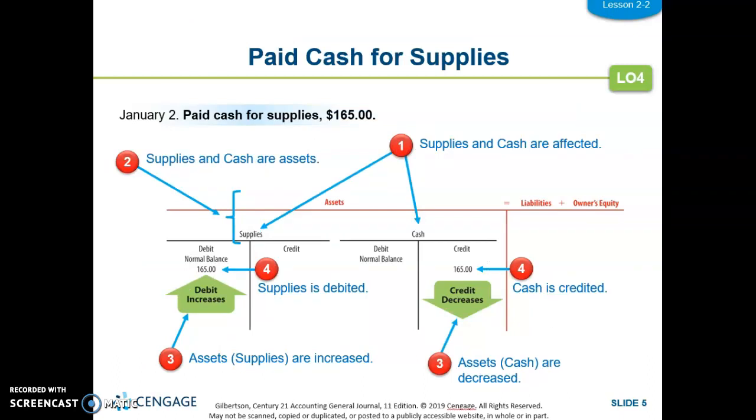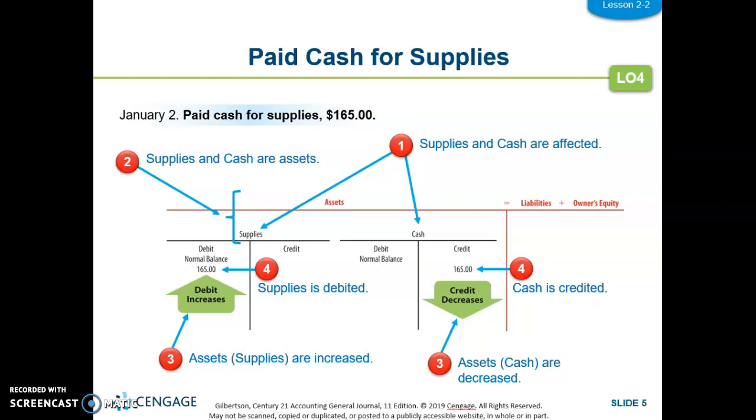Here's another example where we paid cash for supplies, $165. The first question would be which accounts are affected. We have supplies and cash. They're both classified as assets. How has each classification changed? The supplies account is increased, and supplies, since it's an asset, it's increased with a debit. And cash is decreased, and since it is an asset, it's going to decrease with a credit amount. So we still have a debit and we still have a credit.